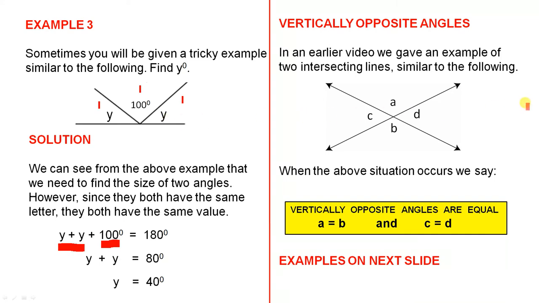Vertically opposite angles. In an earlier video, we gave an example of two intersecting lines similar to the following. Very straightforward. And as a result, we have four angles. When the above situation occurs, we say vertically opposite angles are equal. That is, A equals B and C equals D. Let's look at some simple examples on the next slide.